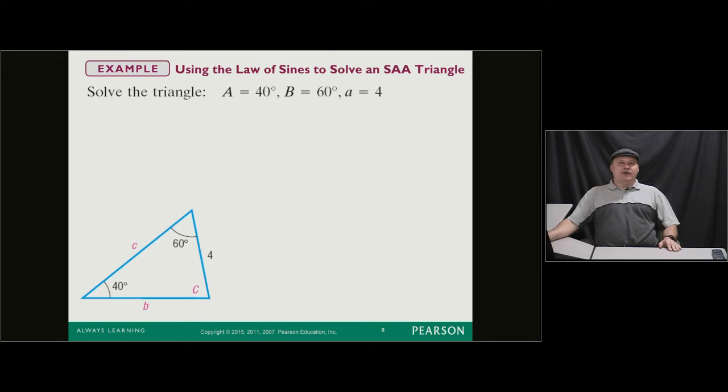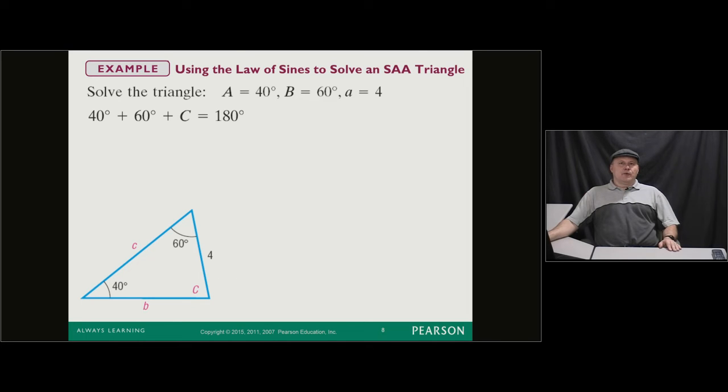So we have an angle A, it's 40 degrees, and we have angle B, which is 60 degrees, and we have little a, which is 4. So if you look, we've got two angles and one side. So it's going to be angle, side, or side, angle. That's what that one would be. Side, angle, or you could say angle, side. Either way you want to look at it. So how do we do this?